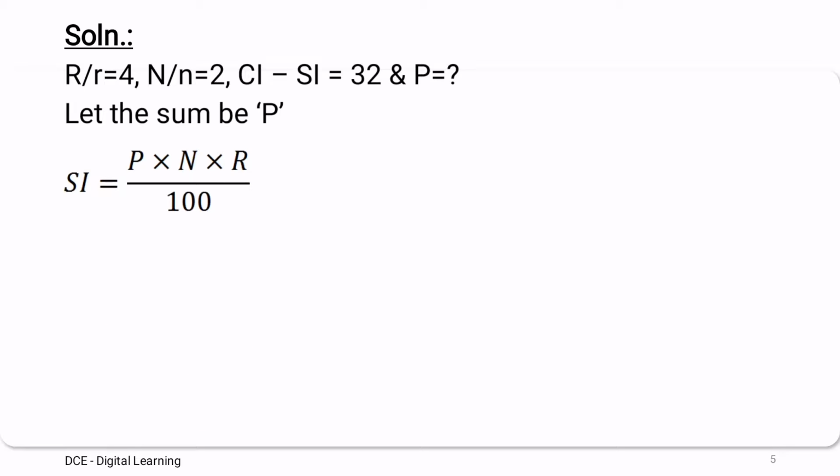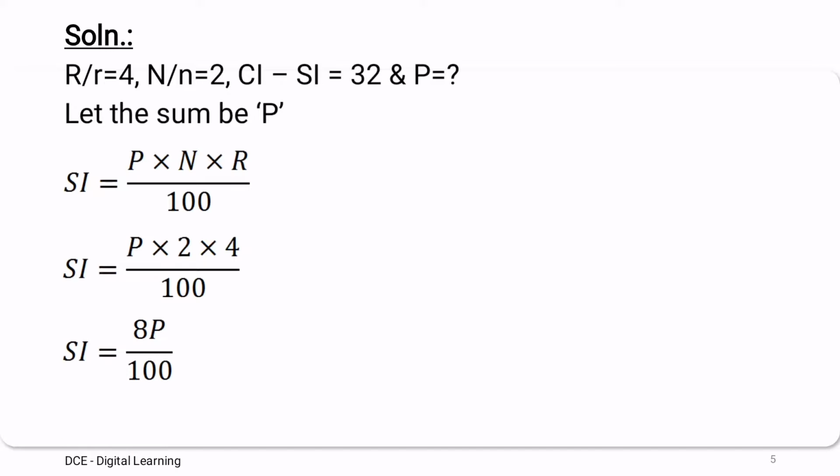Simple interest equals P into N into R divided by 100. So P into N is 2, R is 4. So P into 2 into 4 divided by 100. 2 into 4 is 8. 8 into P divided by 100. 8 divided by 100 is 0.08 into P. So simple interest is 0.08 into P.